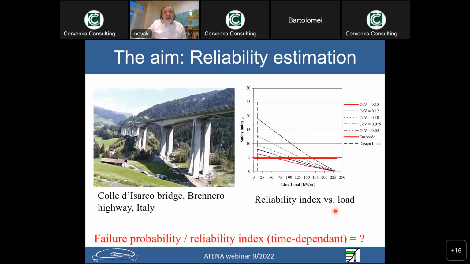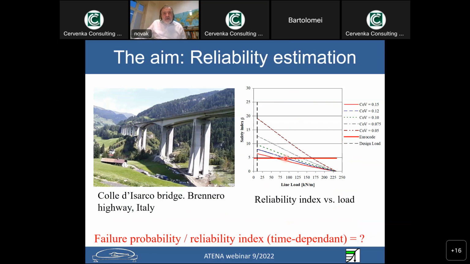Well, just to attract your attention, let's say the aim is reliability estimation. So a long time ago, we calculated this so-called Hierarchical Bridge on the Brenner Highway, Italy. And we delivered a picture of the safety index versus the level of the line load for different coefficients of variation, and we compared it with the Eurocode 4.7 description, right?